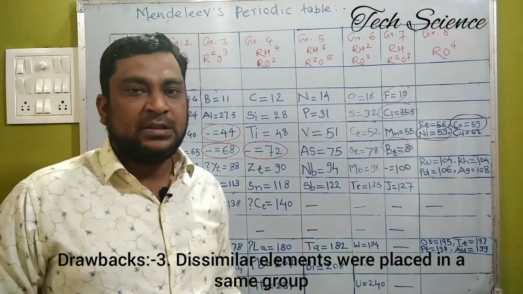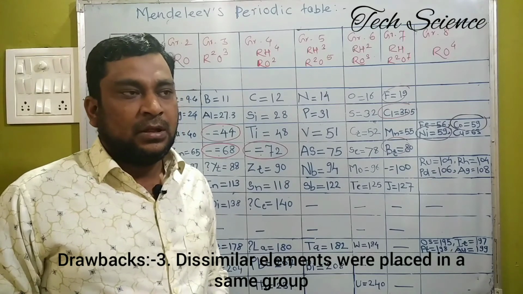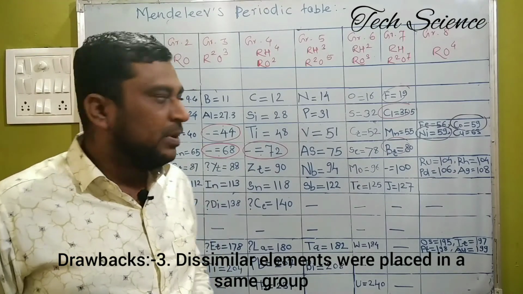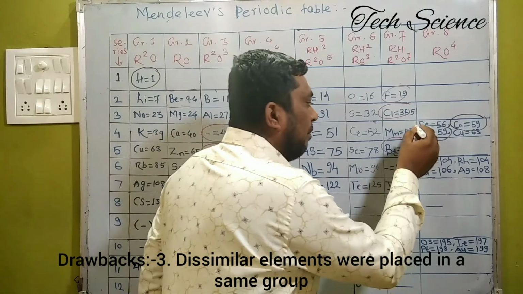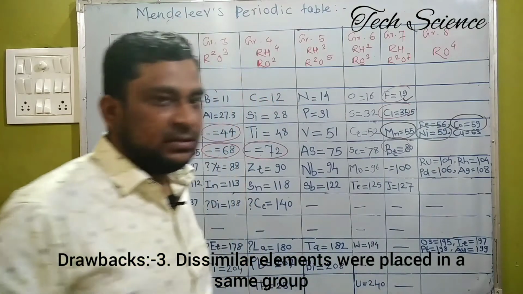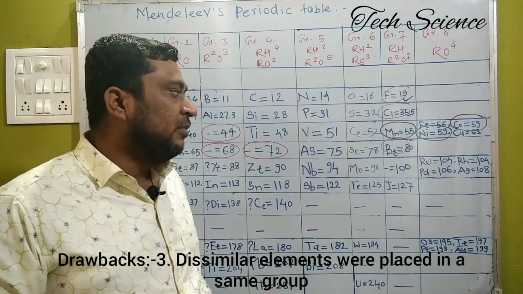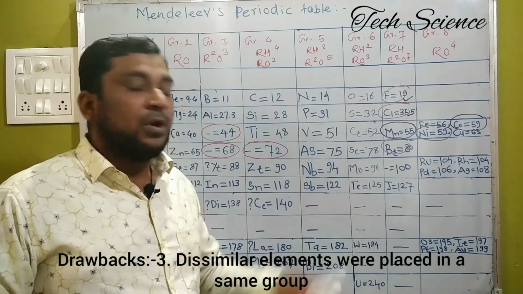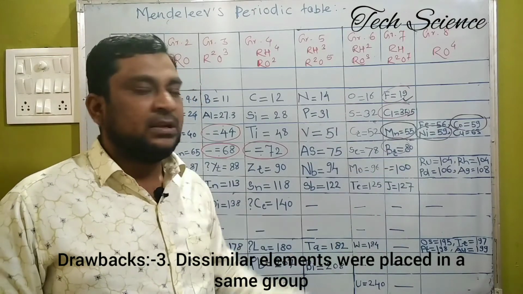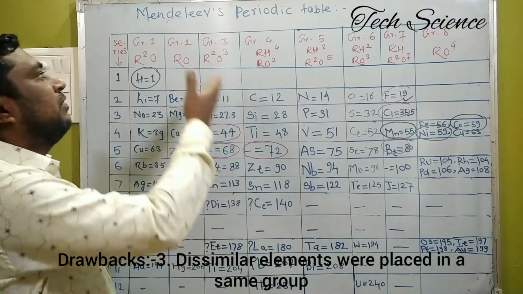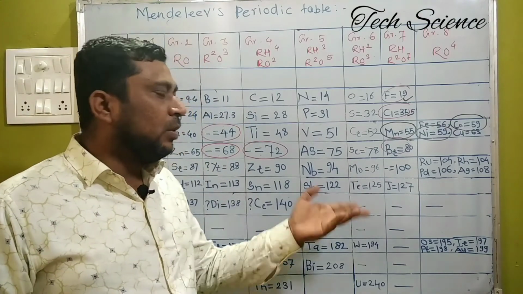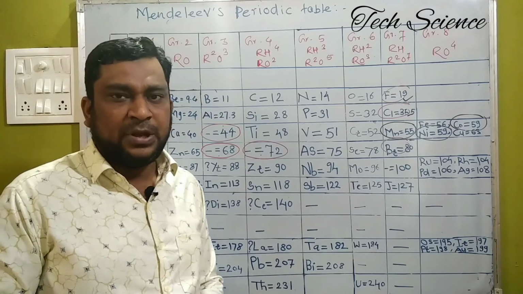Fluorine, chlorine, bromine are the elements which have the property of halogens. But in this group, you find manganese, which is completely different from these three. Why do you have to place it here? The properties of manganese are totally different from these, so why place it here? Such a placement cannot be explained by Mendeleev. So a number of drawbacks are there that cannot be solved in Mendeleev's periodic table.